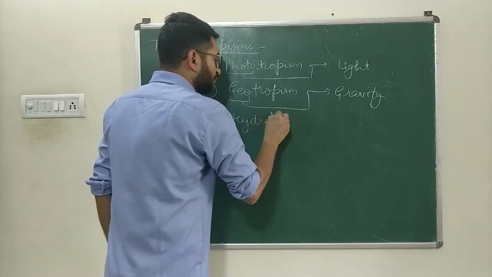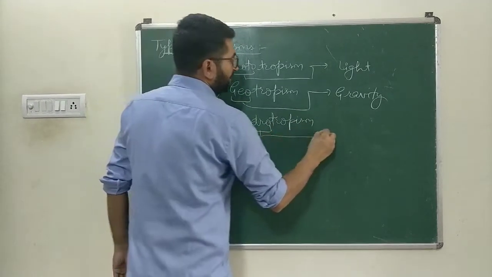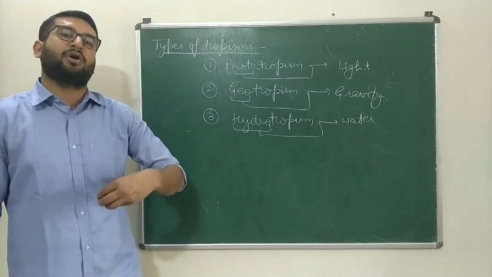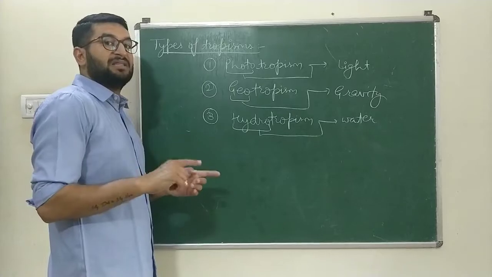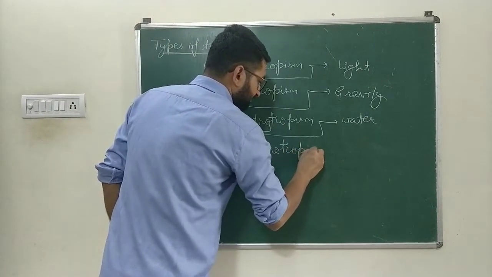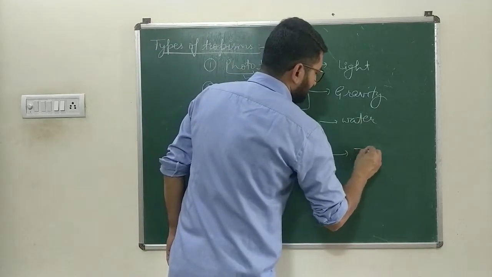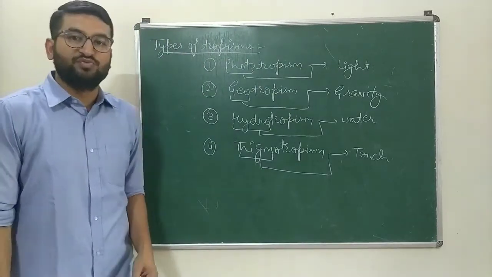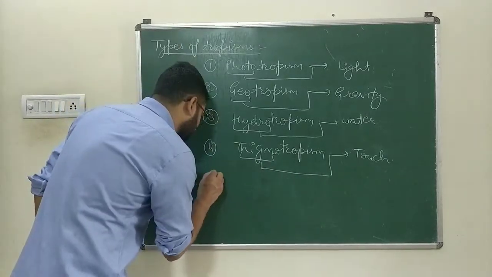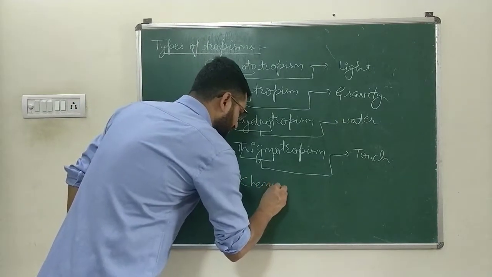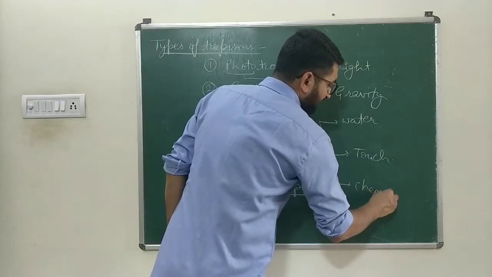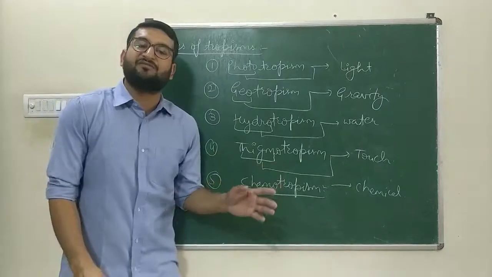Third, hydrotropism. Hydro means water. The directional growth movement of a plant part, either in the direction or opposite to the direction of stimuli, is known as hydrotropism, and that stimuli in that case is water. The fourth one is thigmotropism. Thigmo means touch. The directional growth movement of a plant part in response to a touch as a stimuli is known as thigmotropism. And the fifth and the last form of tropism is chemotropism. The directional growth movement of a plant part in response to a chemical is known as chemotropism. These 5 tropisms we'll discuss in detail one by one.